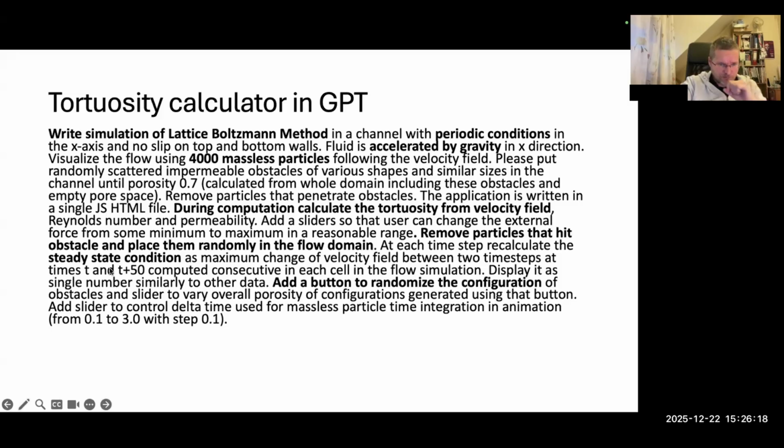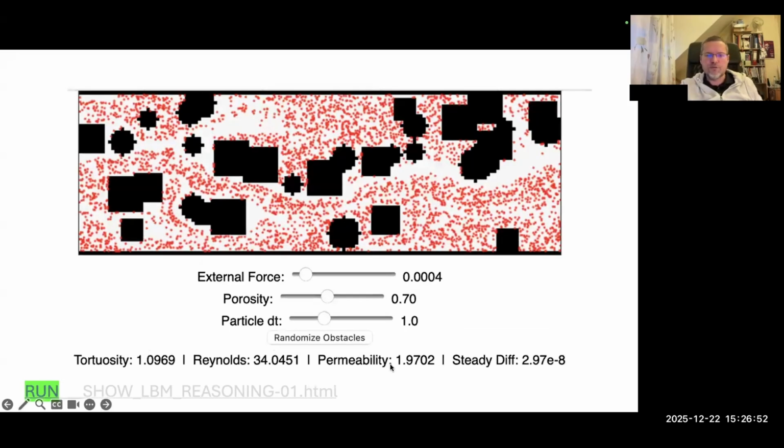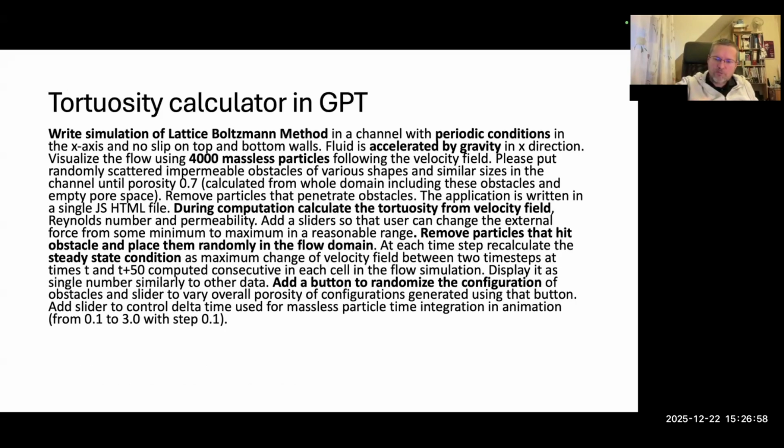There is some steady state condition to be fulfilled. And then there is something interesting because I can interact with the simulation and, for instance, add a button to randomize configuration so that there are obstacles, and sliders to vary porosity and configurations and so on. And there is also, I'm sorry, I didn't bold it, but there is information: please put randomly scattered impermeable obstacles of various shapes and similar sizes and so on. And this is a result. So this is an application that is created by a single prompt like that.